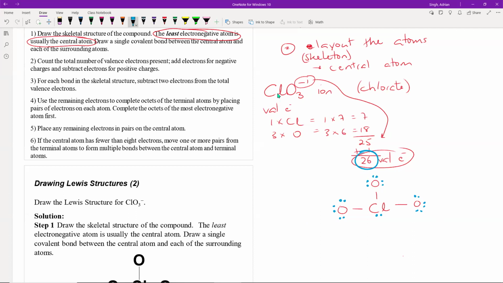So that's my Lewis structure. A couple of things to consider. This entire thing has a charge to begin with, so I need to show that charge in my structure. Usually, if your structure is a polyatomic ion, you put it in square brackets, and then you have the charge on the outside. Okay, so that's your Lewis structure for ClO3 minus, the chlorate ion.